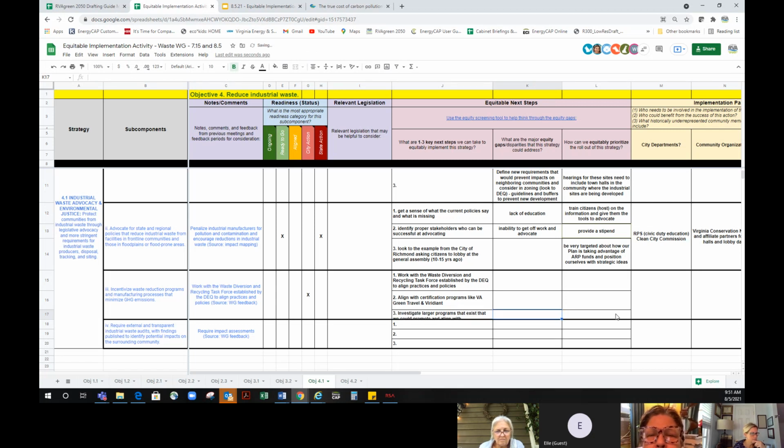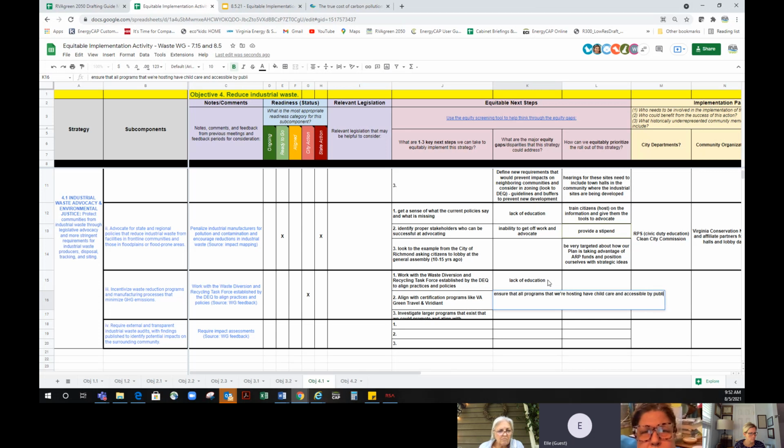So what are the equity steps on this one, or equity gaps? I think a lot of that is meeting folks where they're at, especially if you're trying to train them, which means making sure that every event you're hosting has childcare options, things like that, perhaps. Making sure that wherever you're hosting trainings is accessible by public transit. Those are more logistically minded, but that's where my mind jumps to.